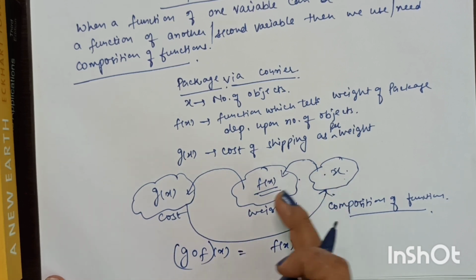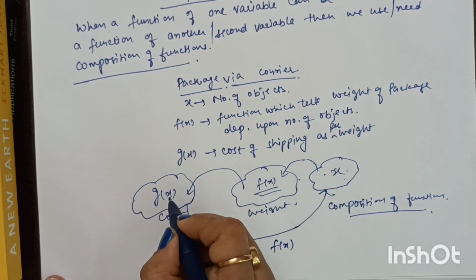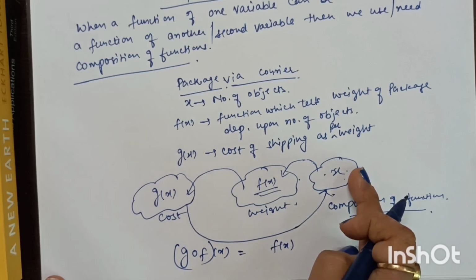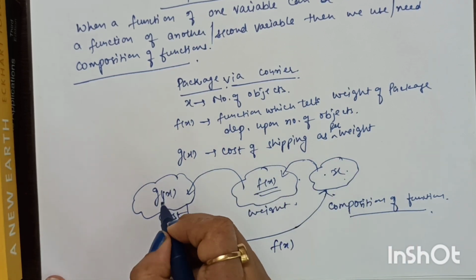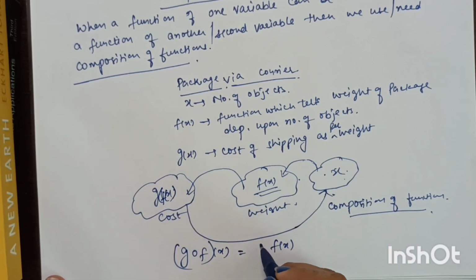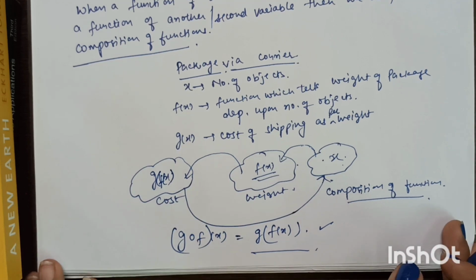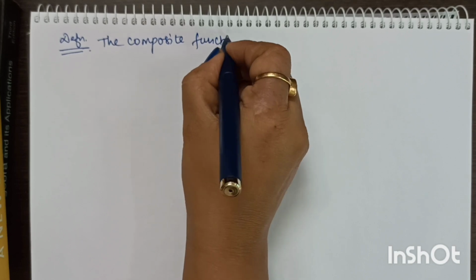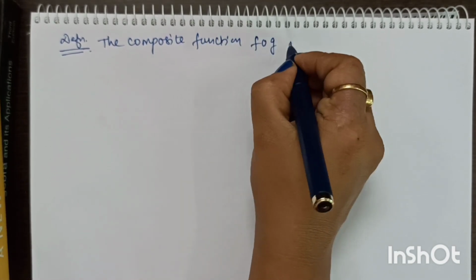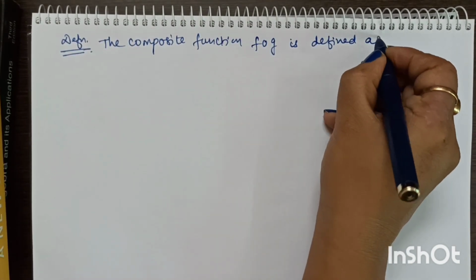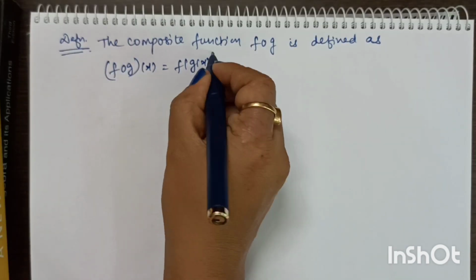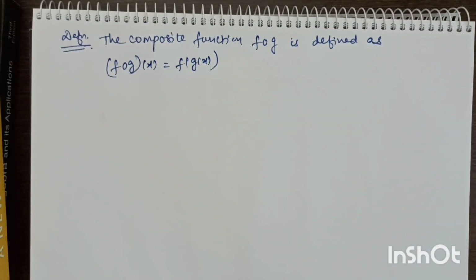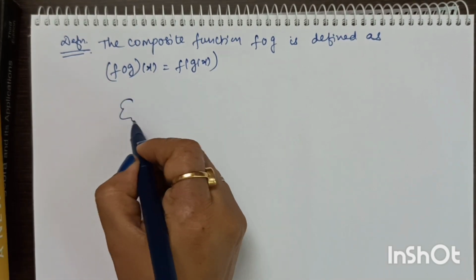X is the domain for f(x), then f(x) is the domain of g(x). So here on g(x) I should write g of f(x) to make it better, and g of f, which is a composition function, can be written as g of f(x). So the mathematical definition of a composition function is (f∘g)(x) = f of g(x).